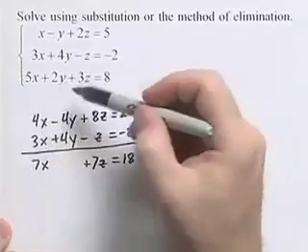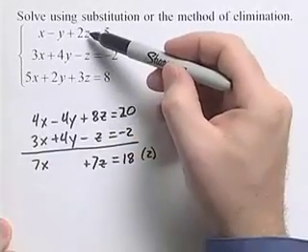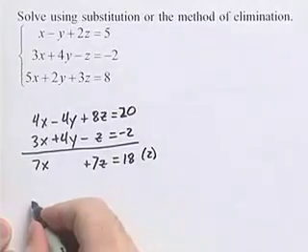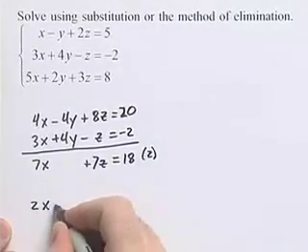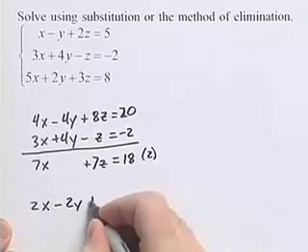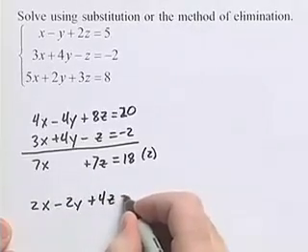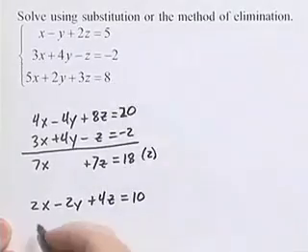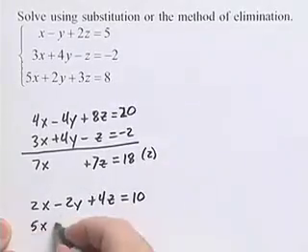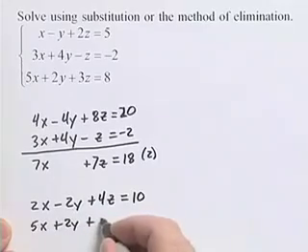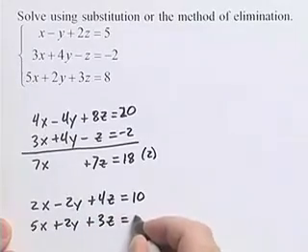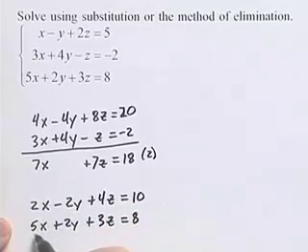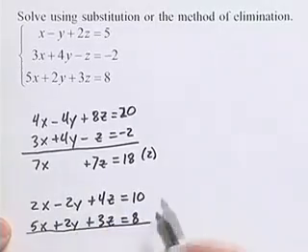To eliminate the variable y from the third equation, we still want to use our first equation. We're going to multiply our first equation by 2. So we'll have 2x minus 2y plus 4z equals 10. And we want to rewrite our third equation, 5x plus 2y plus 3z equals 8. To eliminate the variable y, we need to add those two equations together.